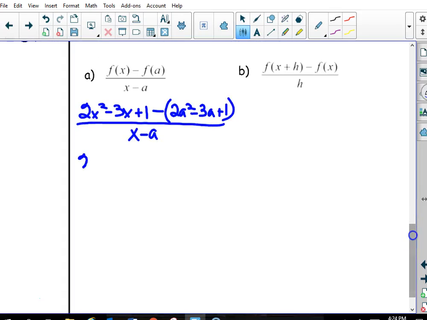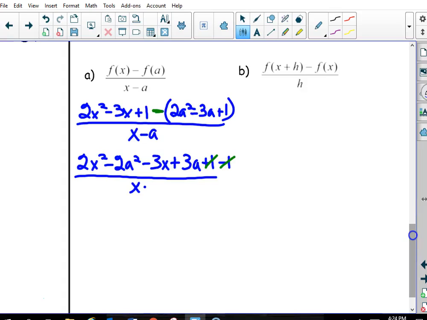I get 2x squared minus 2a squared. I get also a negative 3x plus 3a. I'm trying to be careful and distribute that negative there. And I get a 1 minus 1. So that got a little bit smaller. And that is over x minus a.